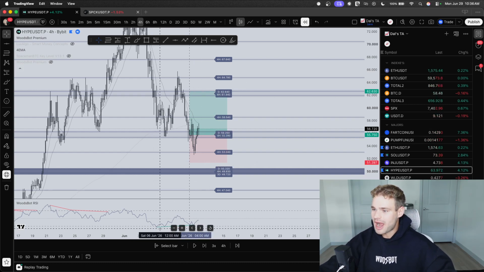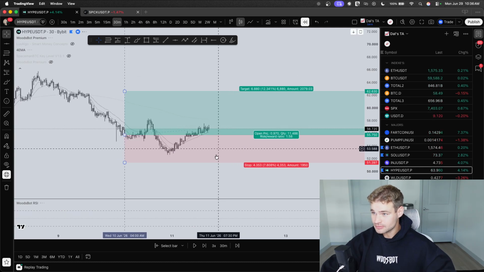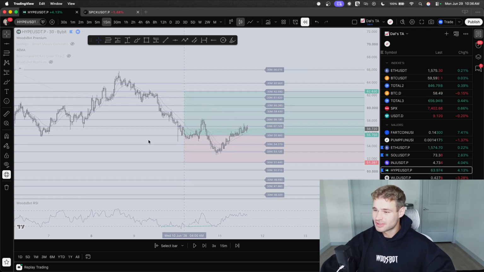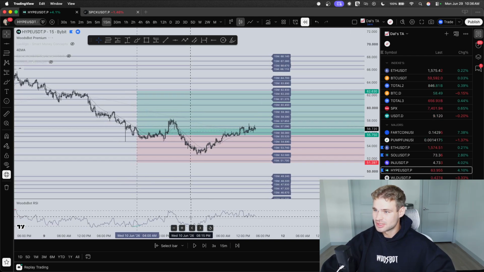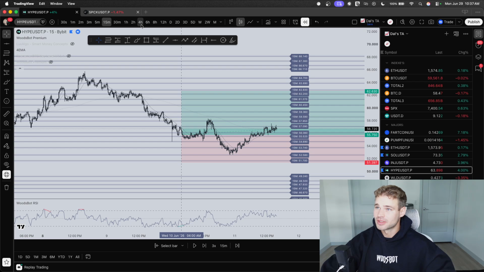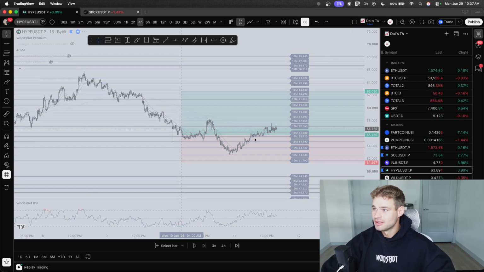Finally, the 4-hour is basically oversold. We're getting a bullish divergence as well on the 4-hour. Let's go down to the 30-minute. We're getting a bullish divergence on the 30-minute as well. But again, I'm looking more at the 15. How does the 15 look? This will decide how I really feel about this trade. Okay, bullish 15-minute divergence as well at that 4-hour level that we DCA'd.